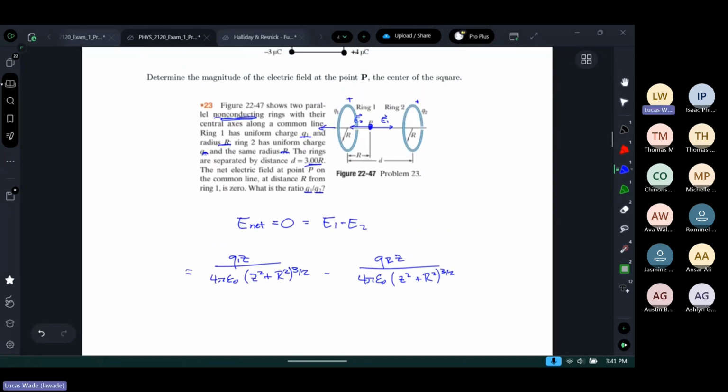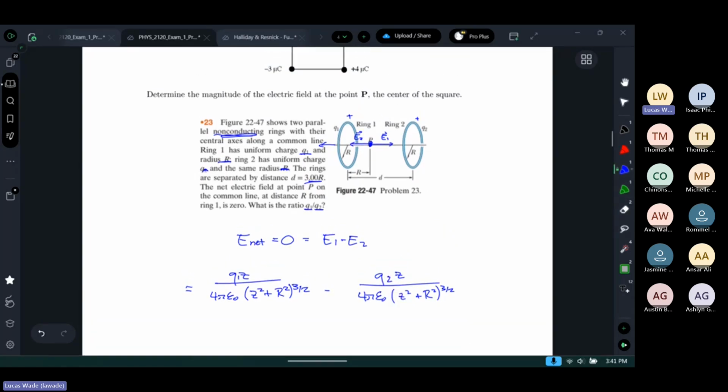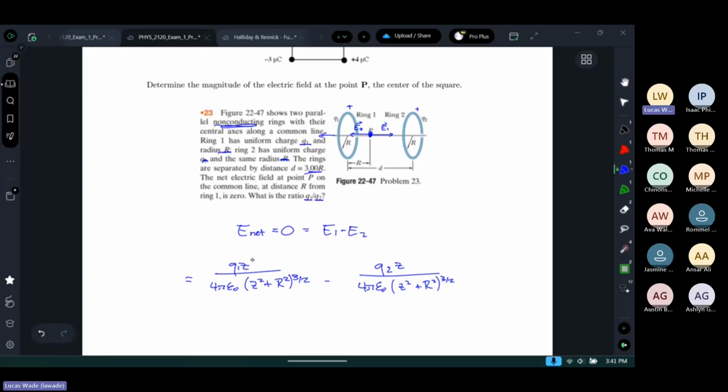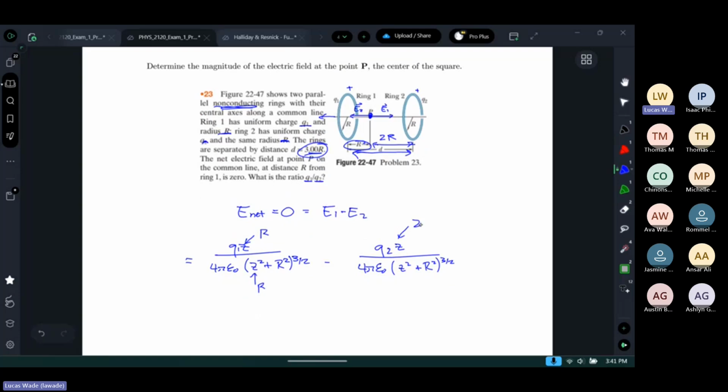And then for z, it's just where is my point I'm looking at, point P, in relation to each ring. It is a distance R away from ring 1. So I will put R for each of these. I'm just looking at my picture to see that. And well, the total distance between the two rings is 3R, so this must be 2R. And so I'll put 2R for z for ring 2.